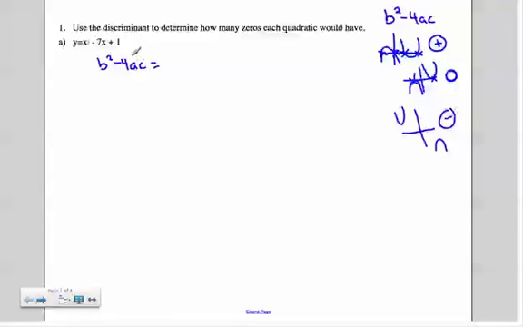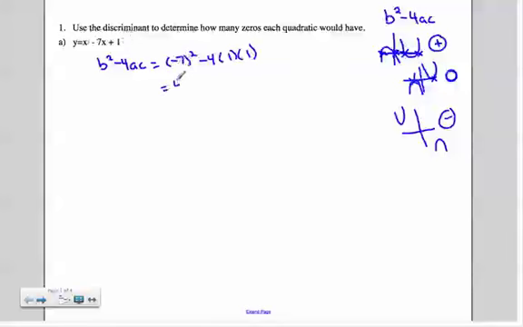because there is no real answer to the square root of a negative. So instead of doing the whole quadratic formula, I'm going to do b squared minus 4ac. So that's negative 7 squared minus 4 times 1 times 1. A is 1 because that's what's in front of the x squared. B is negative 7, and c is positive 1.